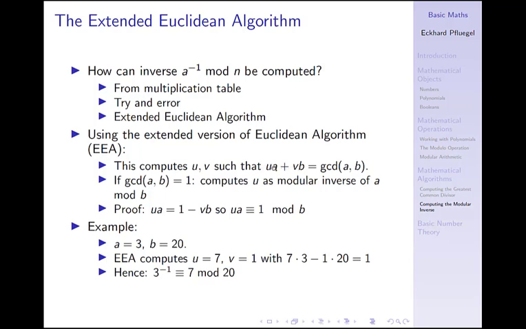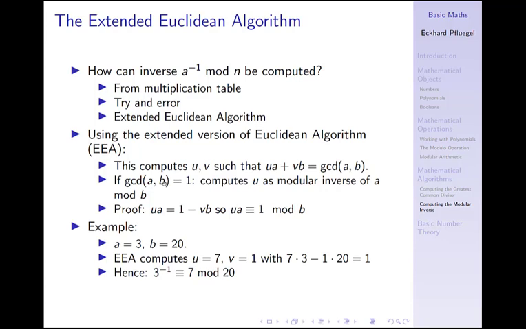Now they do exist, apologies. They will always exist, U and V, so that this linear combination equals the GCD. So that's the general kind of output of the extended Euclidean algorithm. But what we are interested in is a situation whereby the numbers A and B are co-prime.